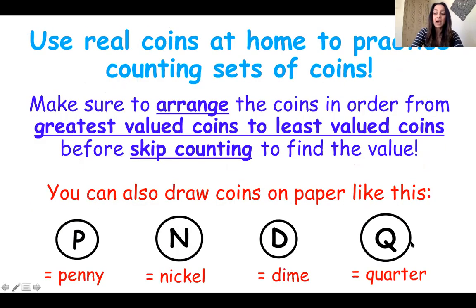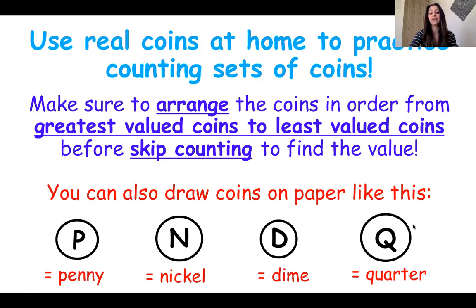So now that you've learned about all 4 coins, you can use real coins at home to practice counting money. Make sure when you're counting sets of coins with pennies, nickels, dimes, and quarters, you're arranging the coins from the coin that is worth the most money to the coin that's worth the least money before you start counting.